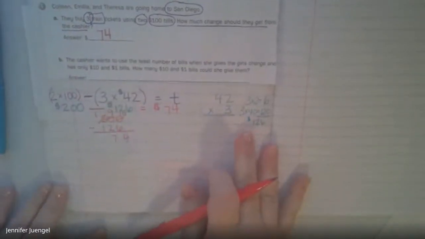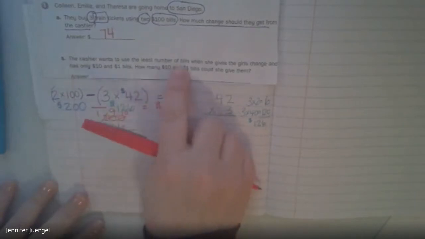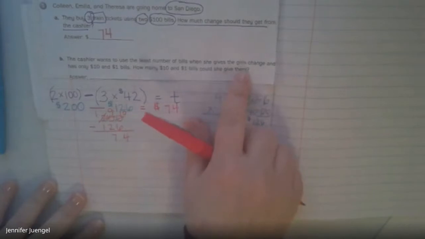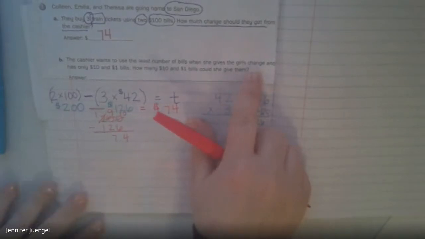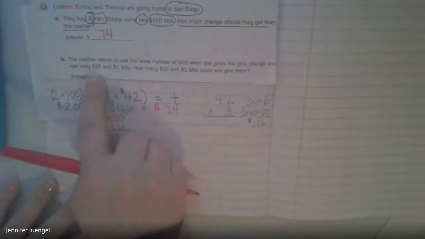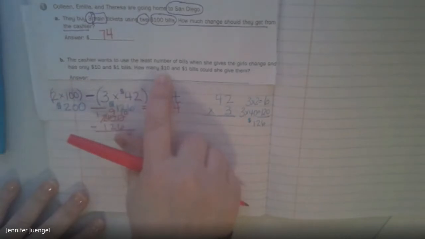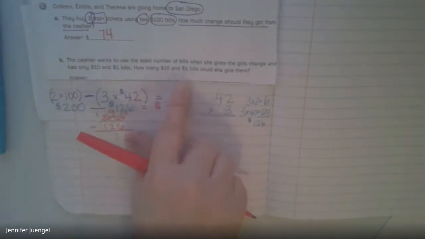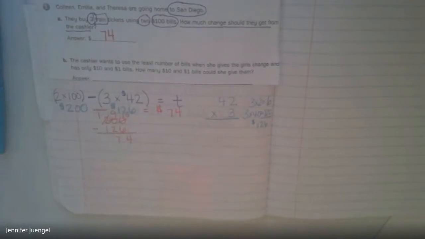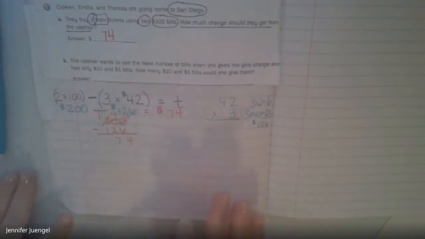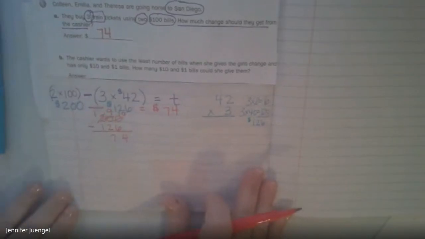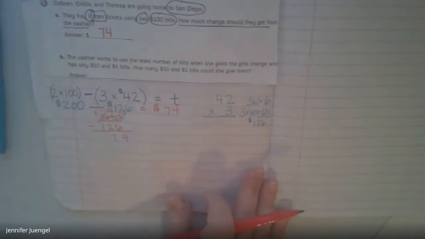Now let's look at letter B. The cashier wants to use the least number of bills when she gives the girls change. She only has $10 bills and $1 bills. How many $10 bills and $1 bills could she give them? Well, this one is going to require a little bit of fancy talk because we've got to think about how we can give the girls back their money using the least number of bills.